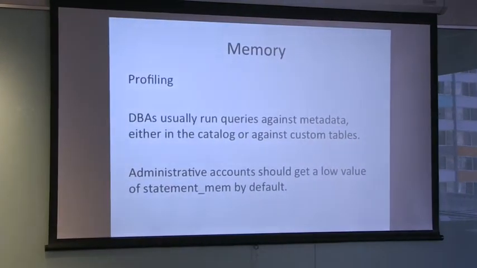The other thing is that if you look at the type of queries that DBAs usually run, it's usually metadata queries, either against the catalog or against custom history tables, custom metadata tables, etc. So set high value for user accounts and set administrative accounts to a lower value. Right, so you can change it right before a transaction. You can set it so that the scope is for a single transaction only, and so forth and so on.